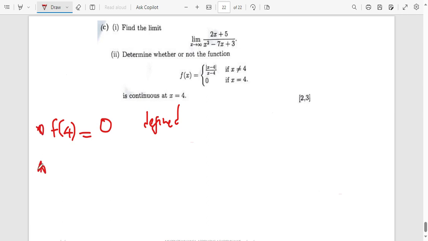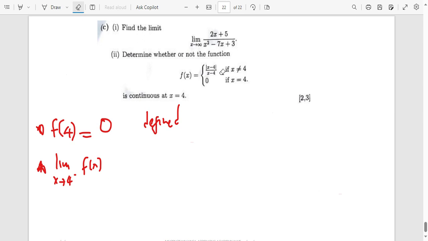And then the second one, we want to find out if the limit does exist. So the limit as x approaches 4 for this function. When you're approaching x equal to 4, what number are you approaching? As you approach x equal to 4, you can see for this one, x cannot be equal to 4. For this other one, x is immediately 4.